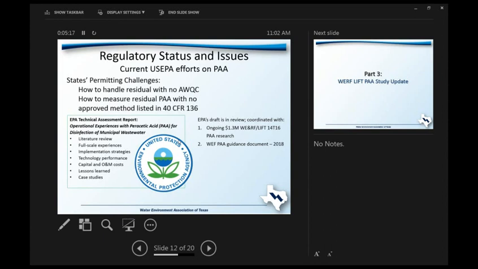research project next. Water Environment Federation is also producing a PAA guidance document this next year that will also help push this forward as an option for utilities.